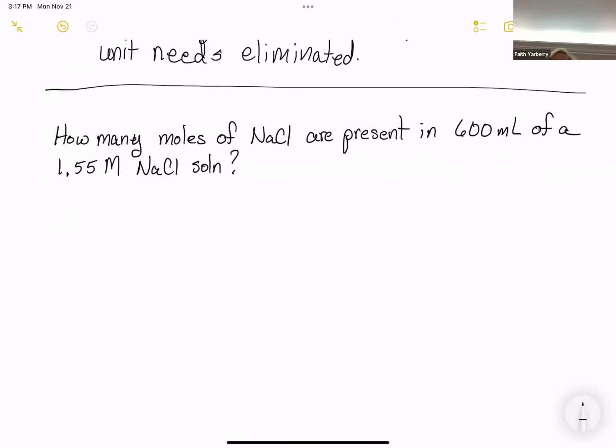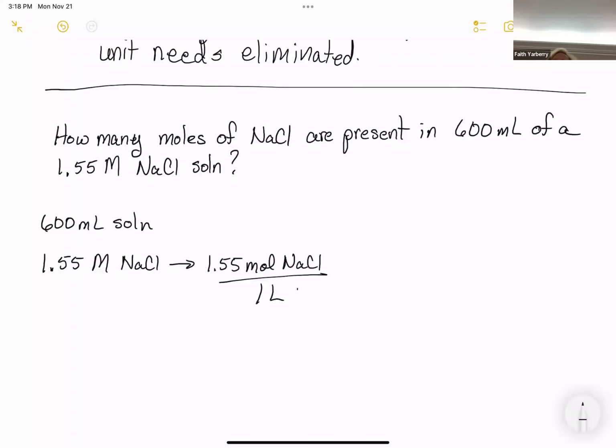Okay, what have I been given? I have been given 600 milliliters of solution. And I have been told that that solution is 1.55 molar NaCl. I see that capital M and I go ahead and rewrite it. That's 1.55 moles of NaCl per 1 liter of solution.